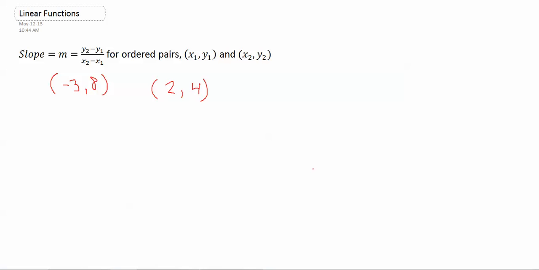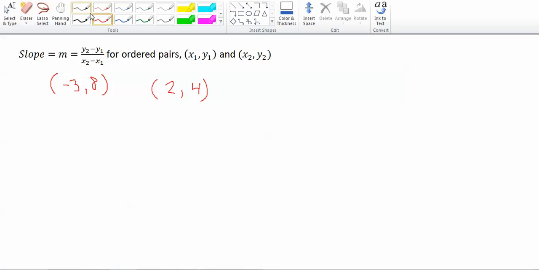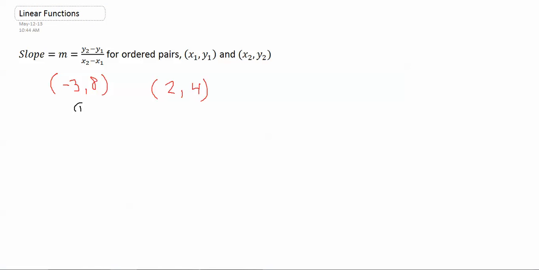So we've got negative 3, 8 and 2, 4. I want you to pause the video here and give it a shot. Now, it doesn't matter which one of these I say is my first set of points and which is my second set of points. What's important here is the list that we make for our different x and y values.